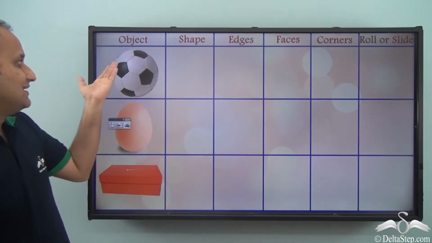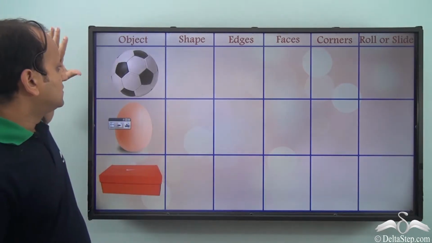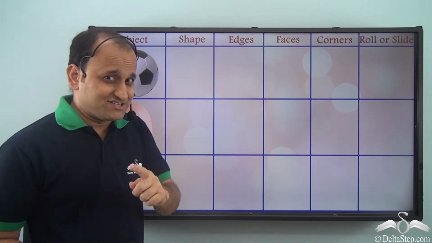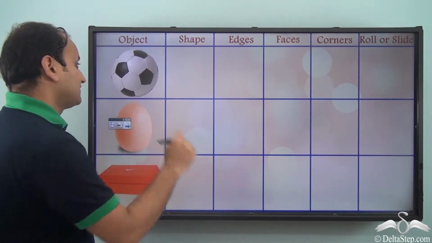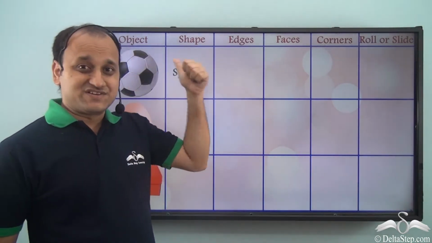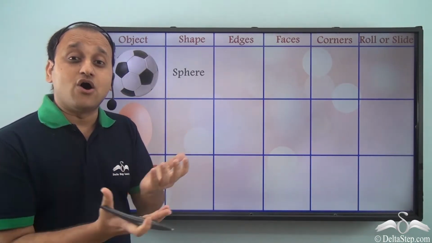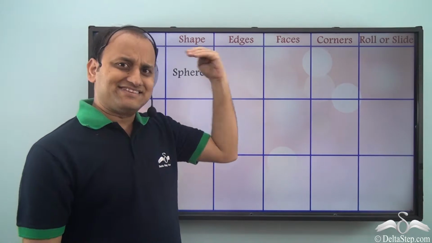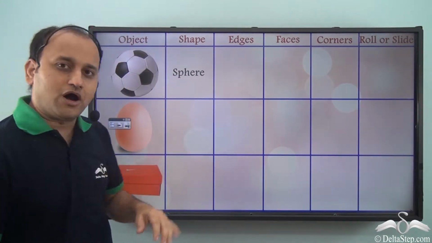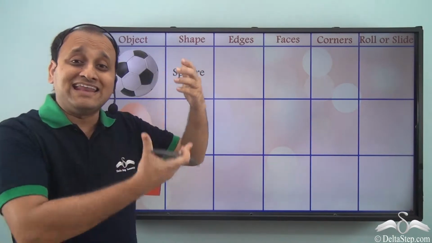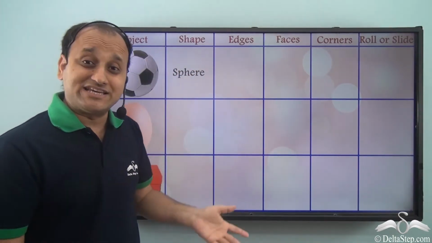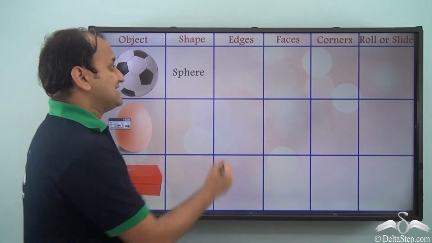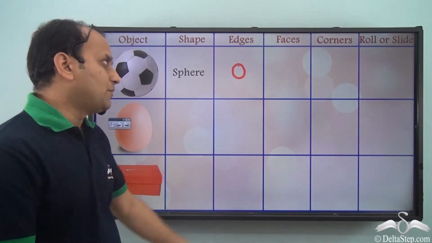So first of all, let's take this ball. Now this ball resembles which geometrical shape? Well, the answer is sphere. Definitely this resembles a sphere because it's round from every angle. Now let's discuss how many edges it has. In the case of a football, if you touch a football, do you find any edge? Well, there are no edges in the case of a football because it's spherical in shape. So 0 edges.